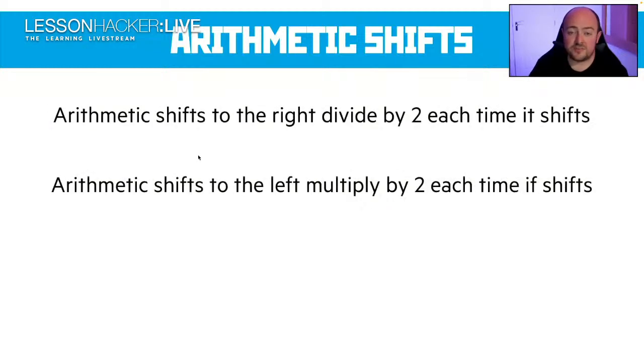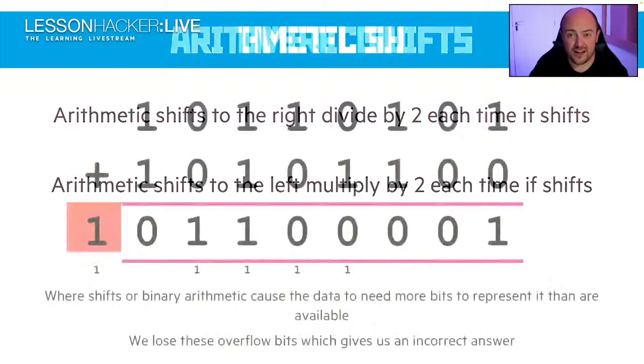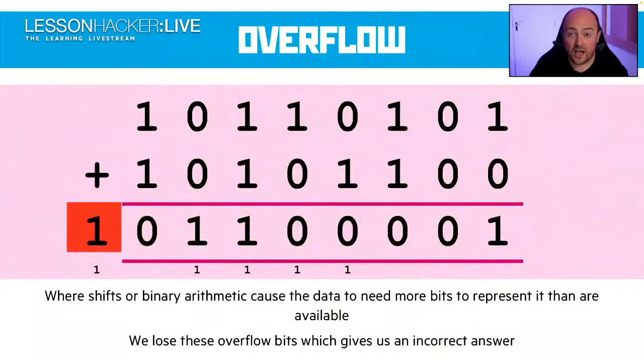But there is a big difference between arithmetic and logic shifts. You need to remember that if you shift to the right, you divide by 2 each time. If you shift to the left, you multiply by 2 each time. That was actually a question on the GCSE paper this year, so they've got that in their heads that they want to ask people about that. Okay, overflow is a common thing that you guys know about.